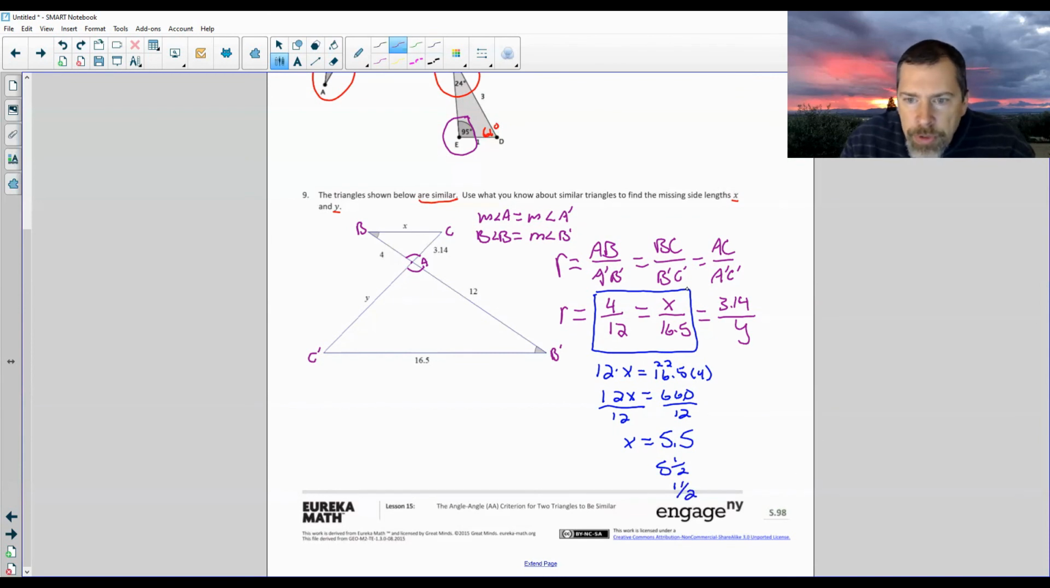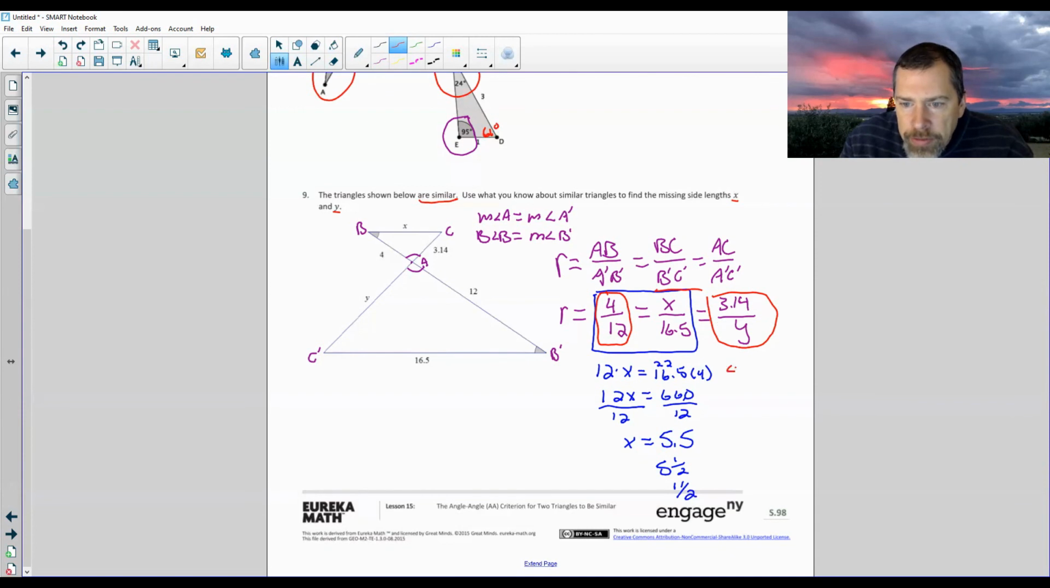All right, so then we're going to focus on, see this 4 12ths here? We're going to set 4 12ths equal to 3.14 over Y. So really what I should have done when I set this up, in hindsight, I would have put the given one that had 2 given sides in the middle, and then it would line up nicer. So anyway, we're going to cross multiply.